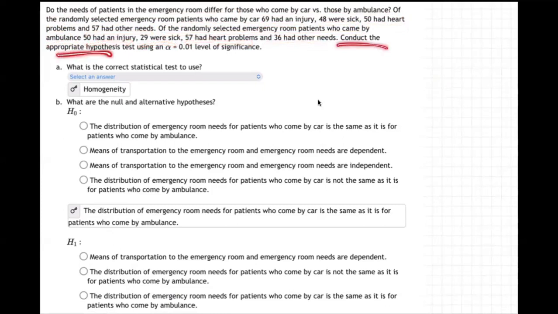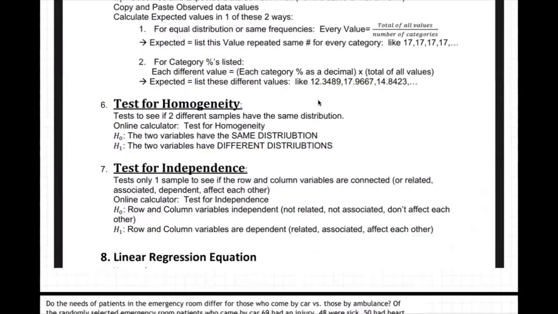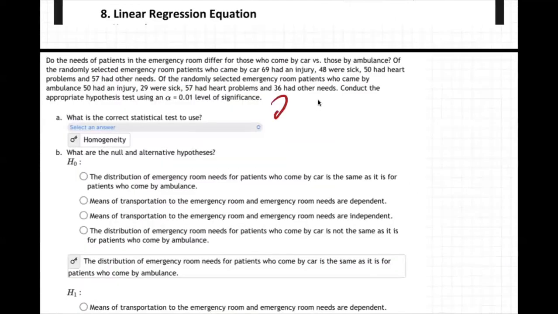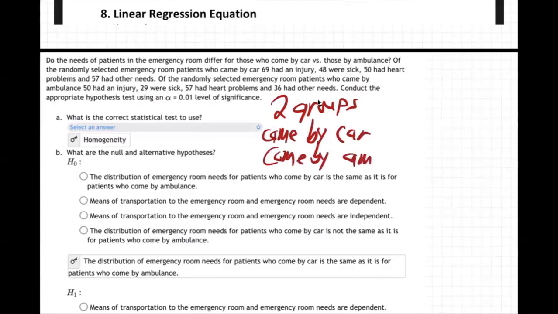So let's conduct an appropriate study to test if the needs are different or not. Do the needs of patients in the emergency room differ, those who come by car versus those who come by ambulance? Are they different? First off, what is the correct statistical test? It's homogeneity. You can tell the answer right there. How would you know that if the answer wasn't sitting there staring you in the face? Well, it's because we have two groups: come by car, come by ambulance. Those are the two different groups.